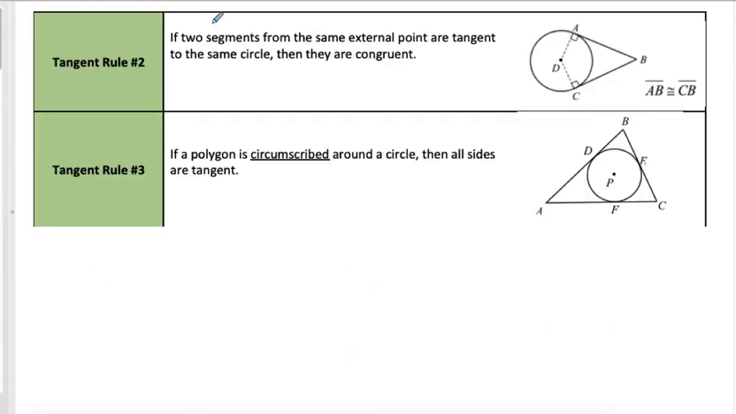The next tangent rule says that if 2 segments from the same external point are tangent to the same circle, then they are congruent. All right, so here's our exterior point. It's outside of the circle. Here's a point of tangency for this tangent. Here's a point of tangency for this tangent. I know it's tangent because of that right angle. If they're on the same circle D here, then this piece has to be the same as this piece. So set equal.